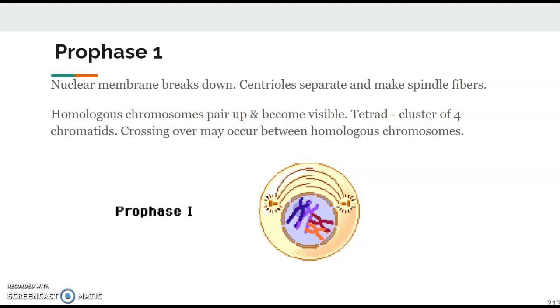All right. So then we have prophase one. After the DNA duplicates, right, we go to prophase one. Prophase one is where the nuclear membrane breaks down, centrioles separate and make spindle fibers, homologous chromosomes pair up and become visible, right? And they typically pair up in tetrads, a cluster of 4 chromatids. And at this point, crossing over may occur.